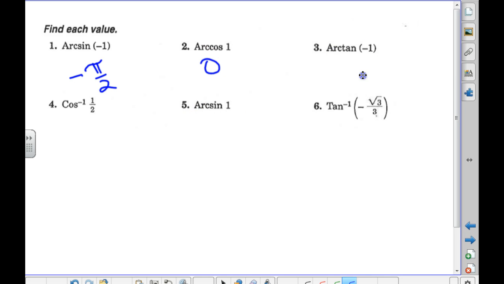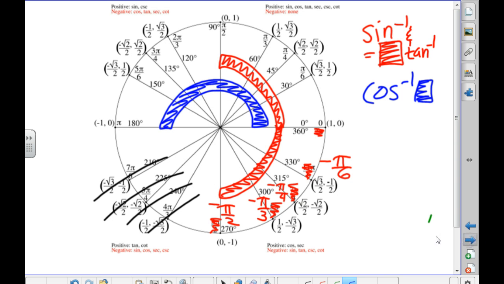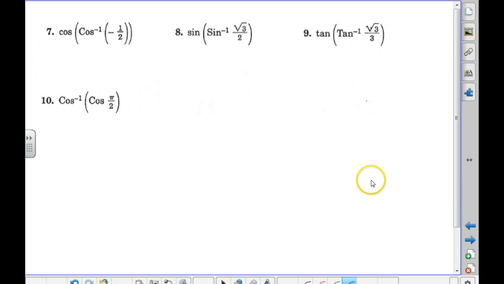Arctangent of negative 1. You don't get, there's undefined. There's nothing, it's null. Tangent. How do you find tangent? Tangent is y over x, y over x, y over x. So where is the tangent negative 1? Negative pi over 4, right there. If you put that over that, you'd get negative 1.